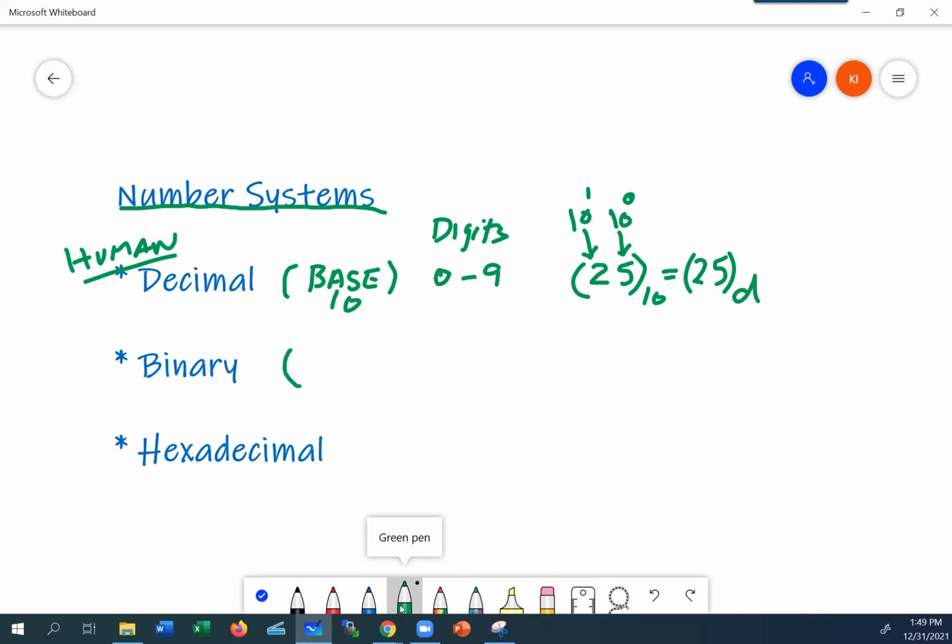Binary, on the other hand, is a base 2 numbering system, and that's used by computers. The reason is that transistors are used as a basis of computers. On and off is the only possible options available to them. So base 2 means the digits available to us are 0 and 1. And by the way, the digits in the binary system are referred to as bits. So each digit is called a bit.